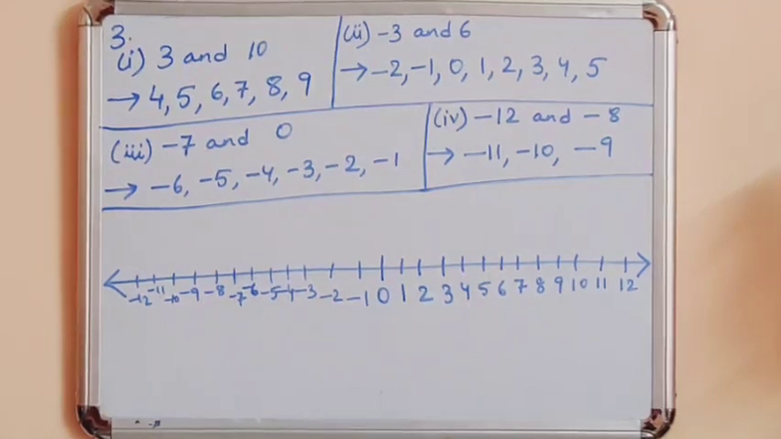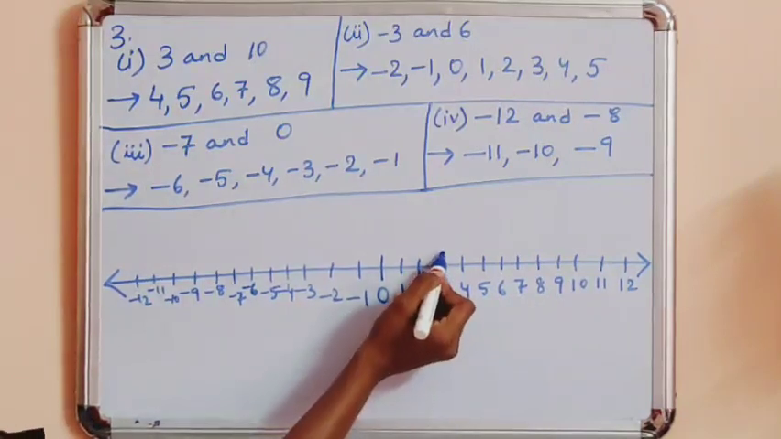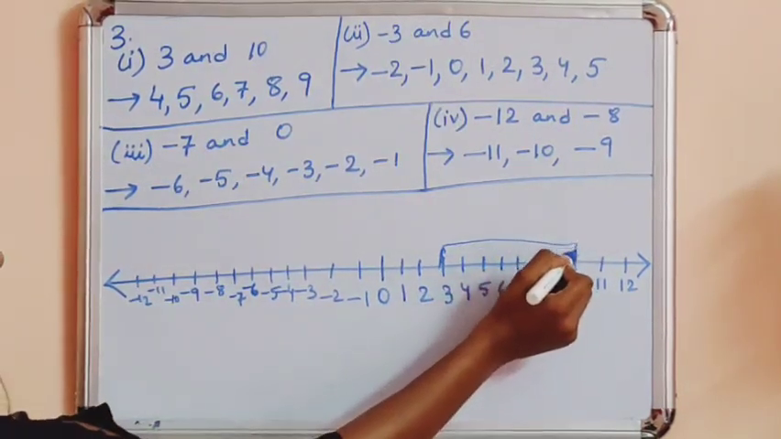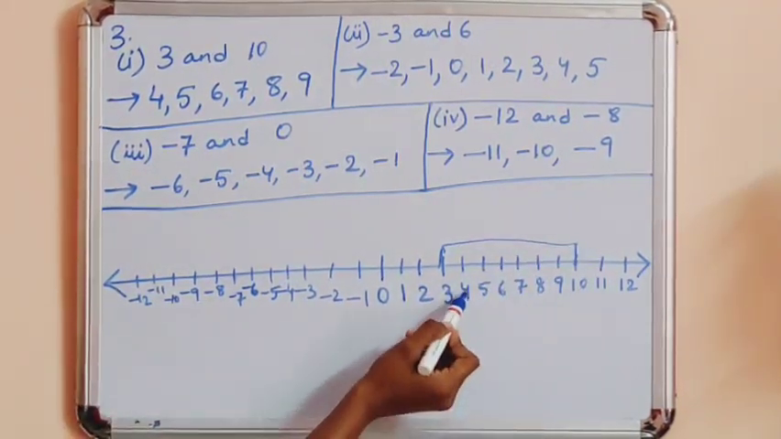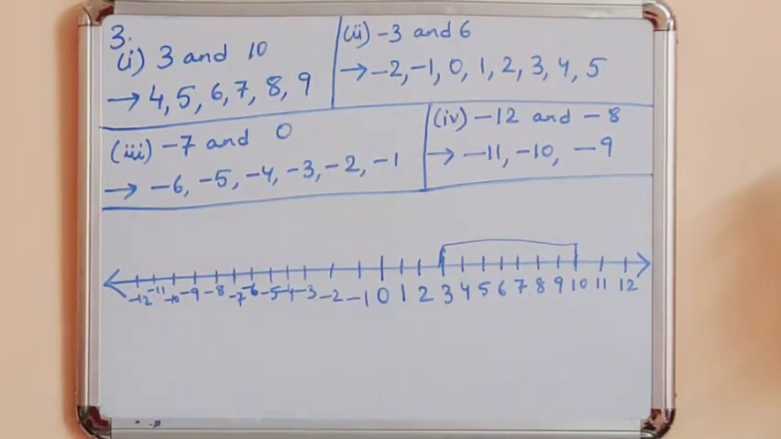Moving on to the next question, question number 3. Write all the integers between 3 and 10. So, if you draw a number line, you see 3 is here and 10 is here. So, all the integers that lie between 3 and 10, you can see 4, 5, 6, 7, 8, 9. So these numbers you have to write here.